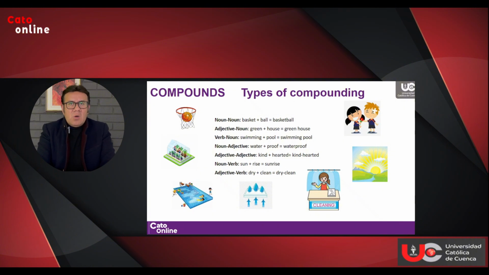Now let's talk about compound nouns. What are compound nouns? You can join some words to make another word, okay? This is not exactly like suffixes or prefixes, okay? This is not the same because we are joining two different words to have a new word, all right? For example, we say basket plus ball, we have basketball. That's another meaning. For example, green plus house, we have greenhouse. Or swimming plus pool, we have swimming pool. Or waterproof, or kind heart, or sunrise, or dry cleaning. As you can see right now on the screen, right?